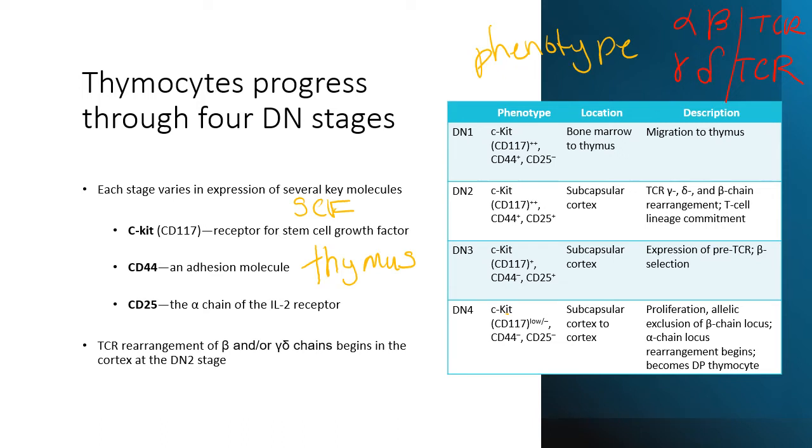Okay, once you actually generate a functional T cell receptor, if it's an alpha beta T cell receptor, if you get a functional beta chain, you move to the double negative 3 stage. In this particular case, expression of CD117 decreases. It drops from high expression just down to normal expression. You actually lose CD44, but you do keep CD25. Cells at this stage start to express their T cell receptor and undergo what's called beta selection.